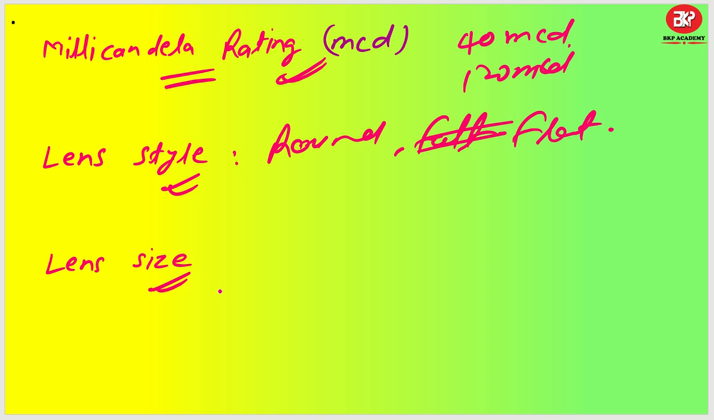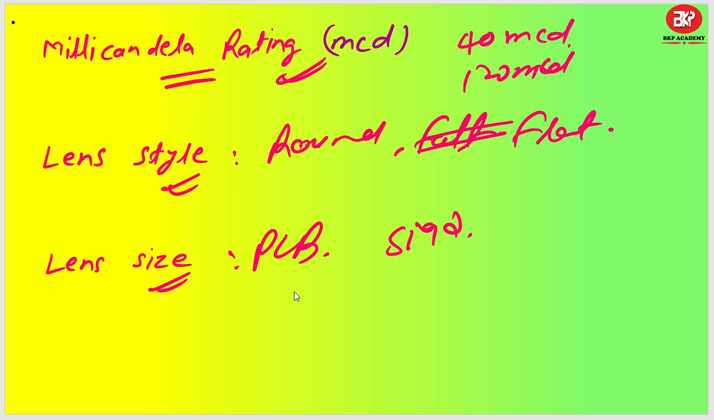Lens size is a very important thing. It depends on the PCB size where you are going to use it, or the places where you are going to put your LED. It can be either SMD or through hole, as I mentioned.